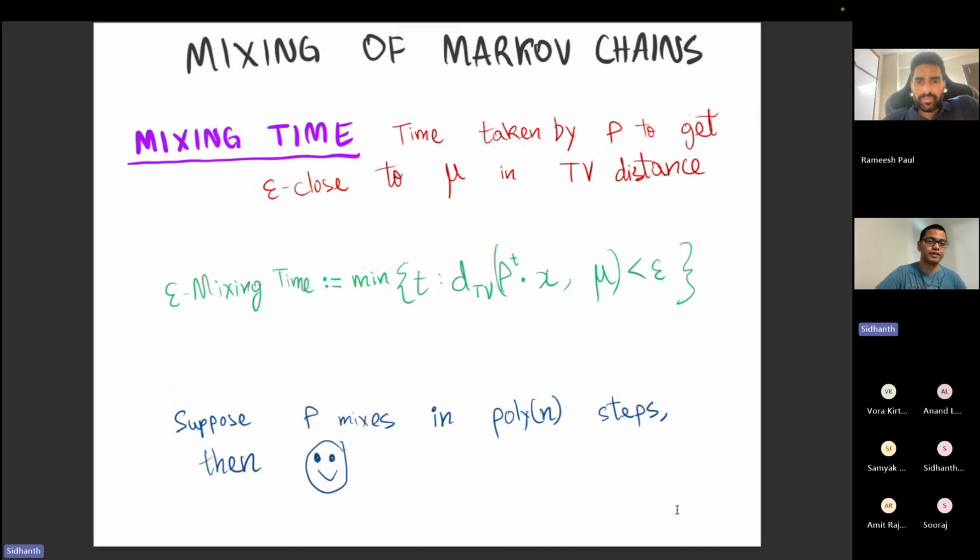Okay, so concretely, what is the notion of a mixing time in a Markov chain? It's the time taken by the Markov chain to get epsilon close to the target distribution in total variation distance. So I'm going to call the epsilon mixing time for being initialized at x the smallest time at which t steps of the Markov chain initialized at x is epsilon close to the target distribution mu. And if we can show that a Markov chain mixes in polynomial in n time, then we're happy. We have samples from the distribution, and then we can do whatever we want with the samples.